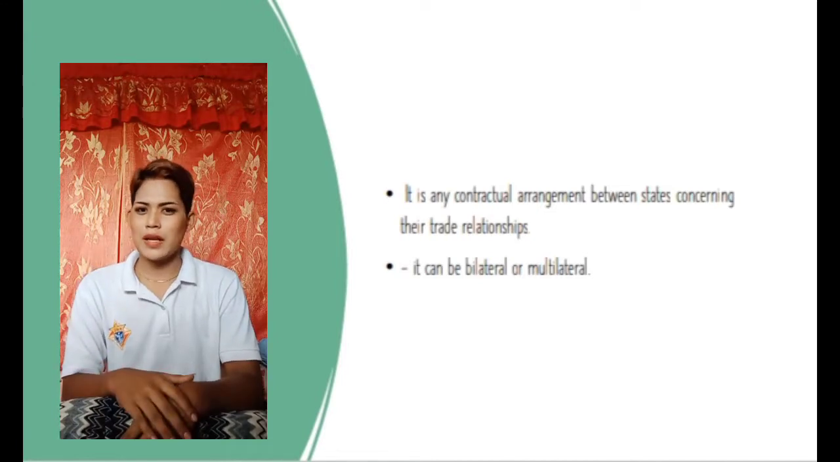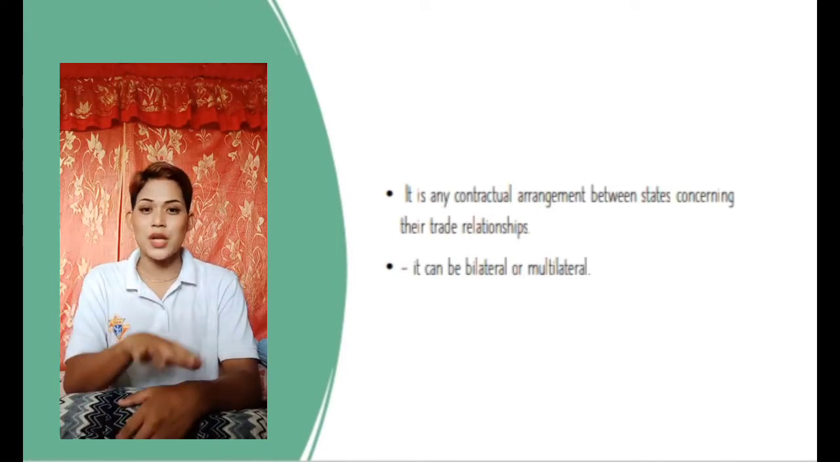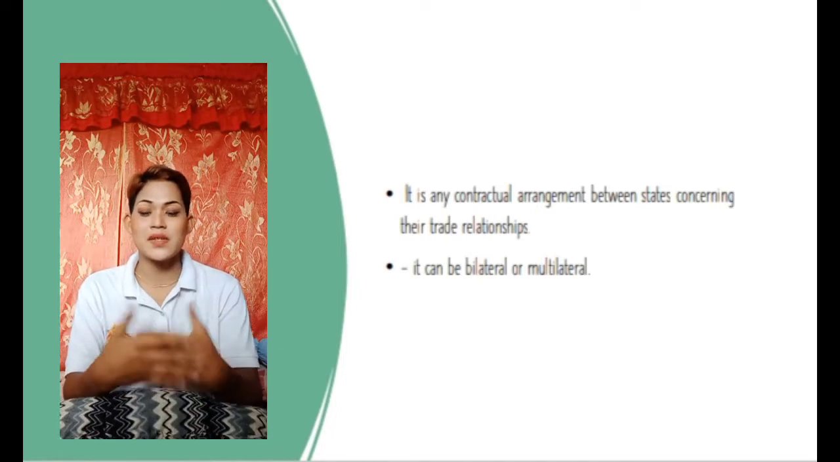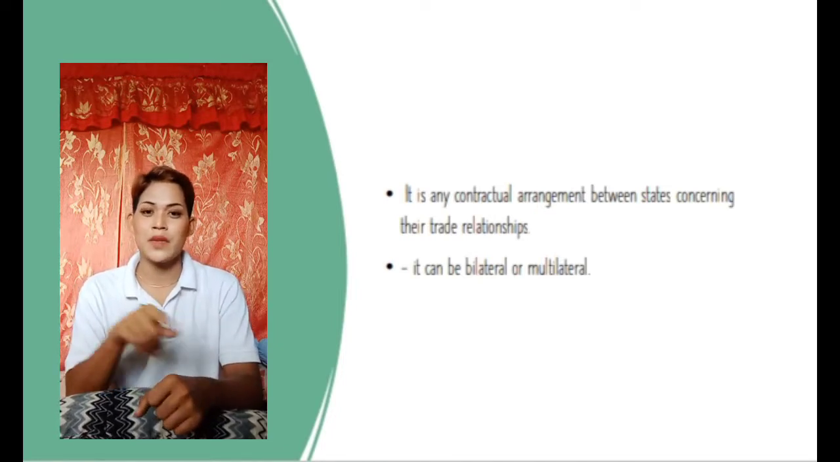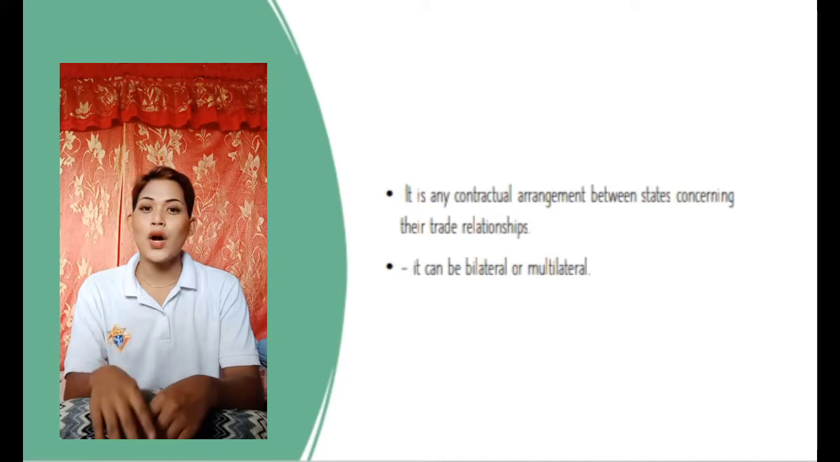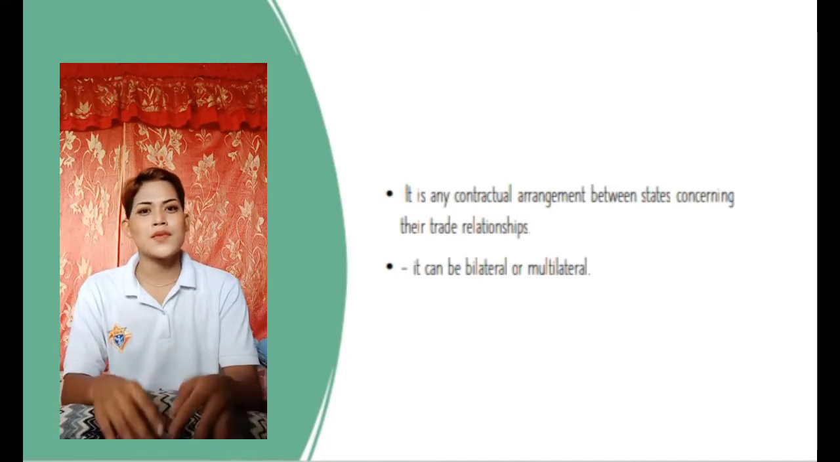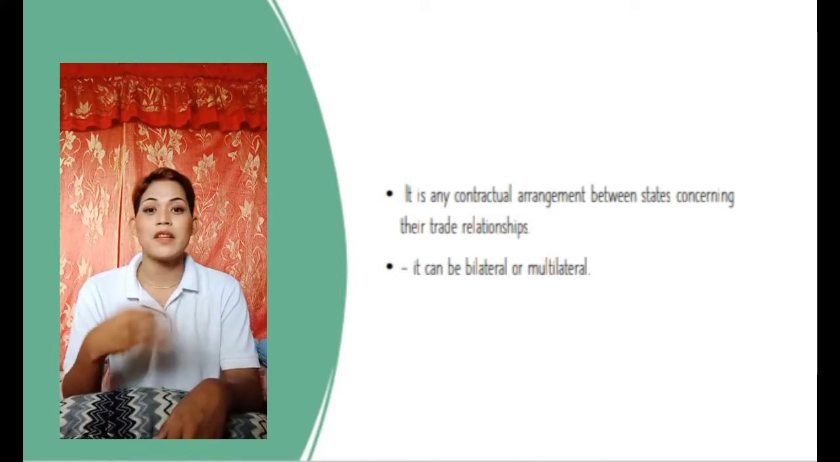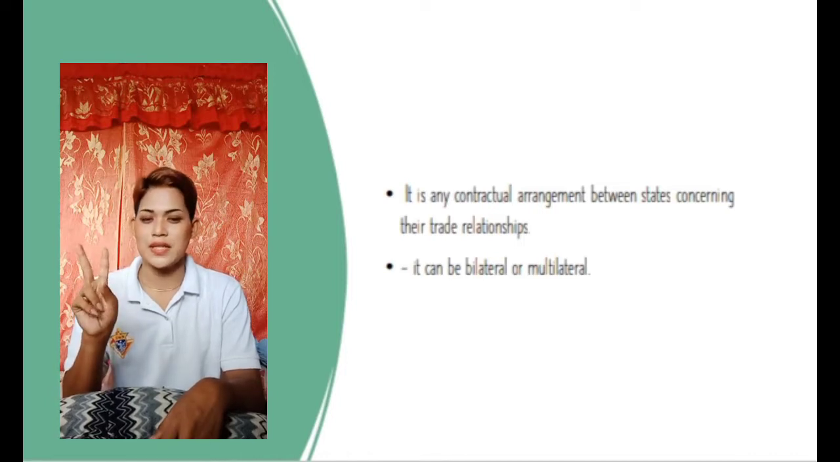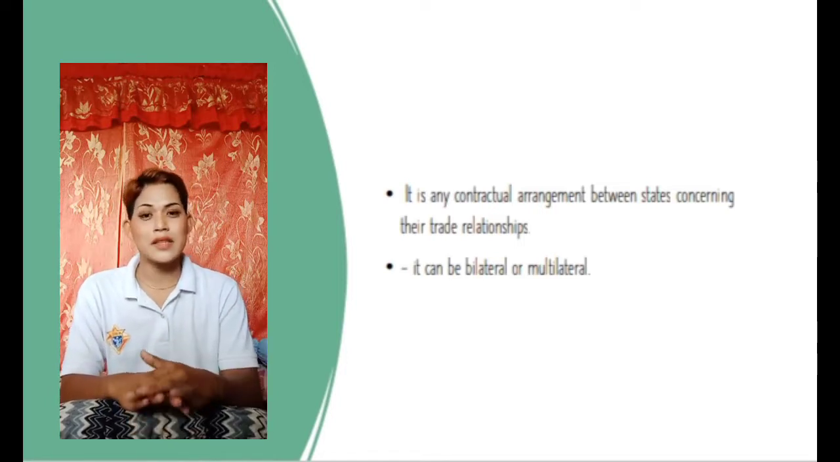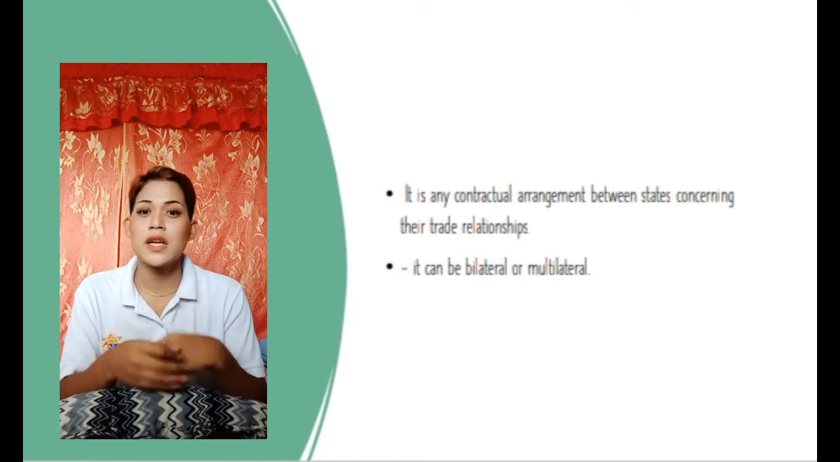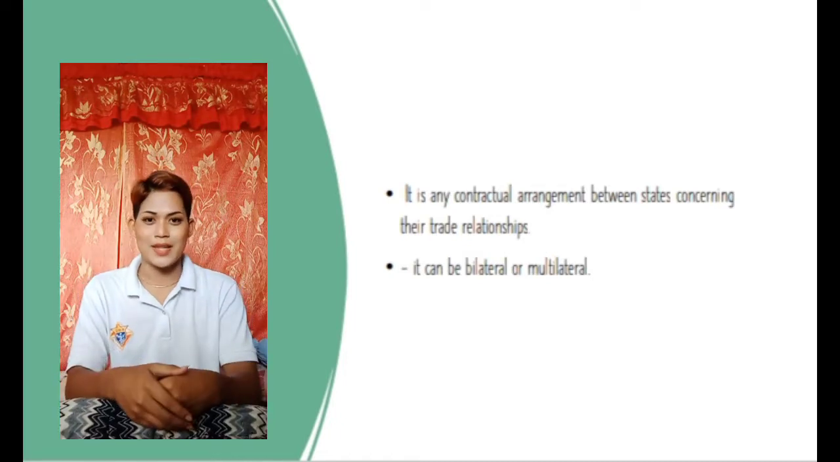So when we say trade agreement, it is any contractual arrangement between states concerning their trade relationships. It can be bilateral or multilateral. So when we say bilateral, it involves two groups or two countries. And on the other hand, multilateral involves three or more groups or countries.